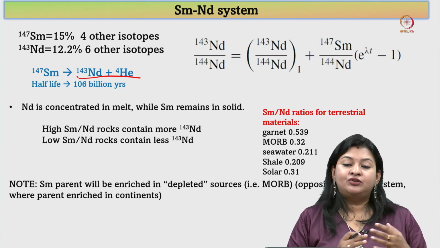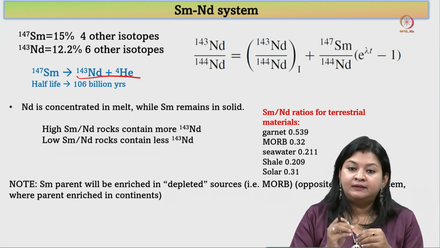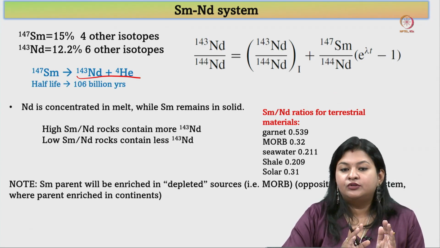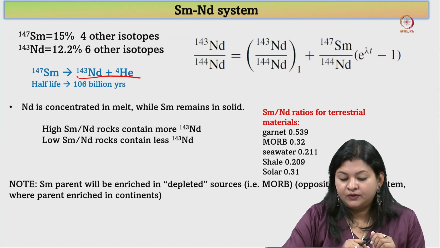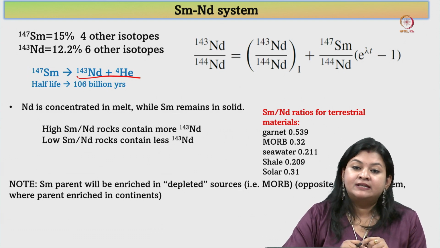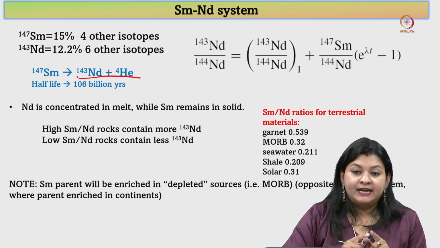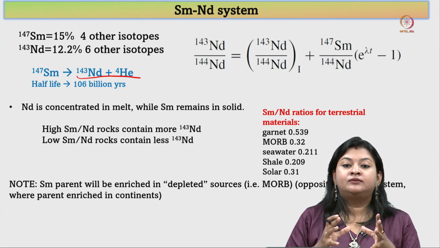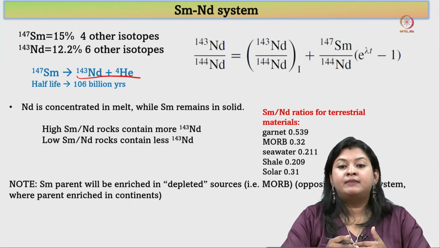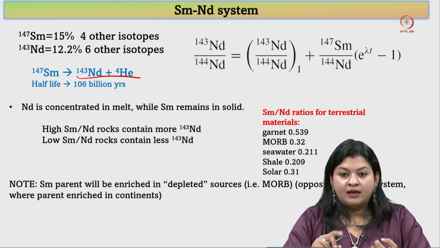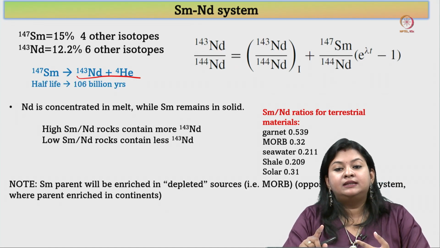And samarium neodymium is the compatible, incompatible system. In those terms, it is just the opposite of the rubidium strontium system. So, in the rubidium strontium system, rubidium was an incompatible element. That means it was getting out of the mantle, inside the earth, when the melt was happening. Whenever there is creation of magma, rubidium from the mantle will go to the magma and therefore get enriched in the earth's crust.